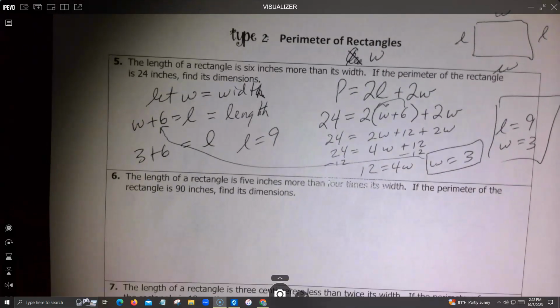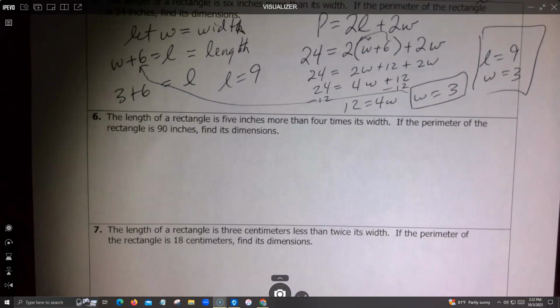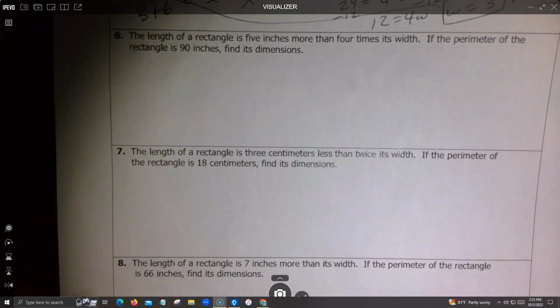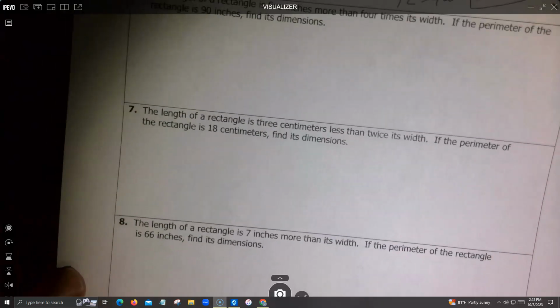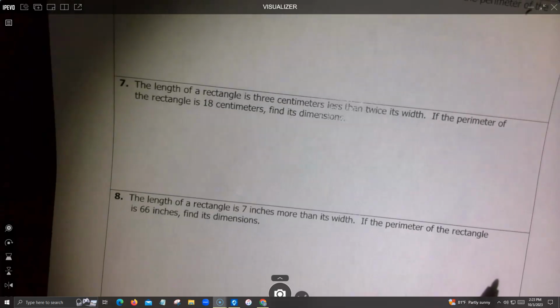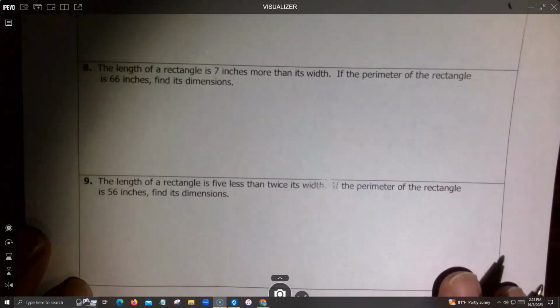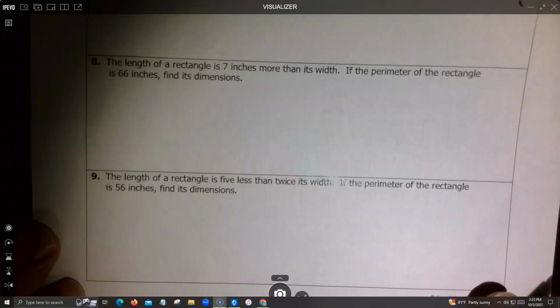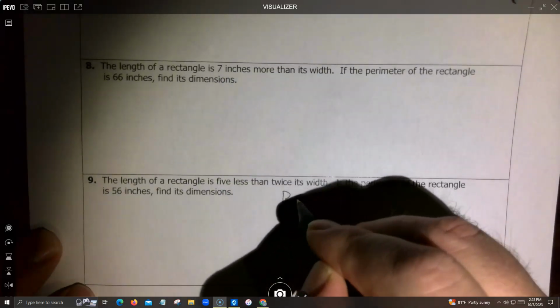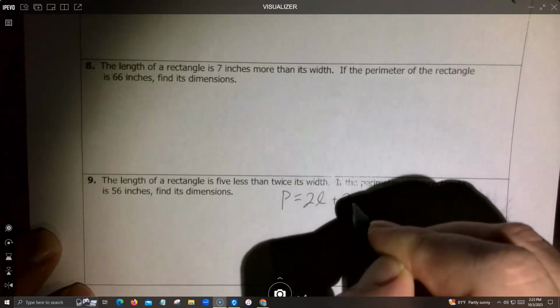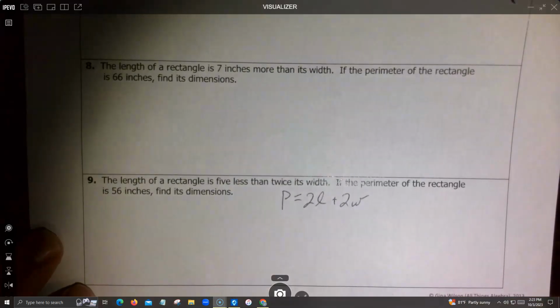So we're going to do one more example. Let's just do number 9, the one on the bottom, because they pretty much are all the same setup. This one's a little bit more complicated, so I'm going to do that one for you. All right, so the length of a rectangle is 5 less than twice its width. Find the perimeter. Okay, so again, we're going to use that same formula, 2L plus 2W. And again, that's something you just need to know how to do.